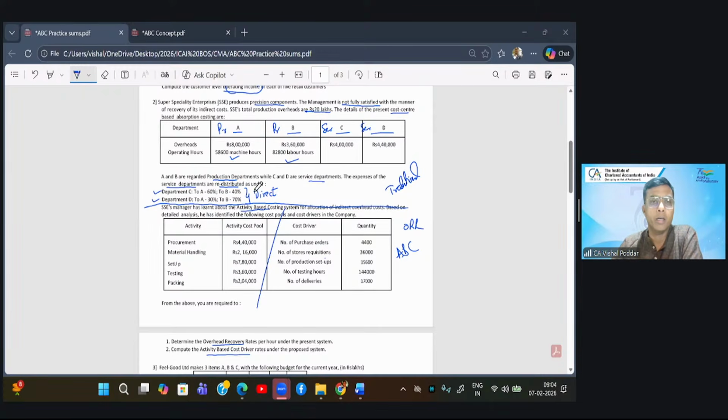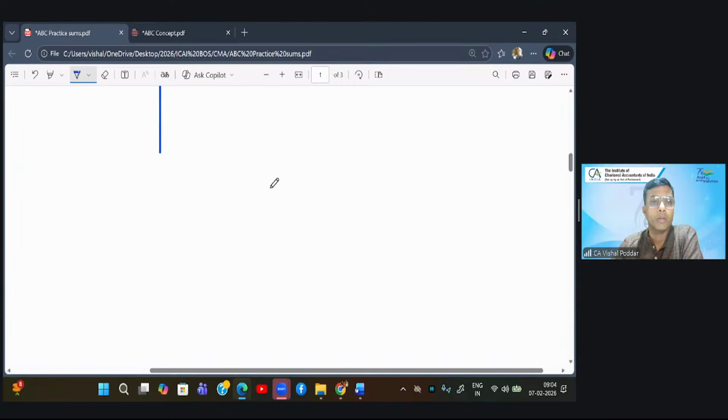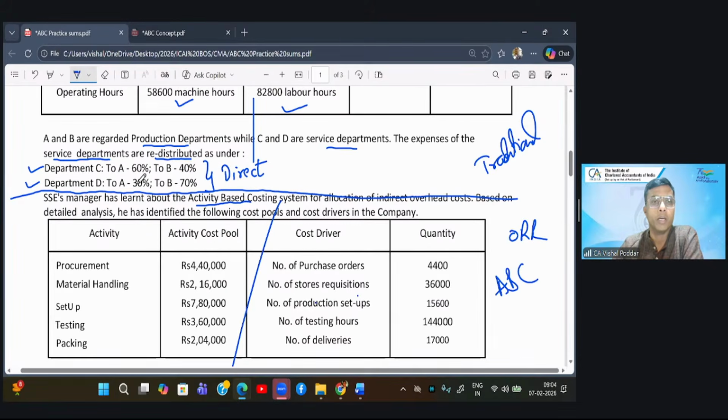And it is clearly given in what ratio C and D have to be allocated. So C has to be allocated 60/40, D has to be allocated 30/70. So it is pretty straightforward, correct? Very good. Now, divided by the basis, what is the basis given?